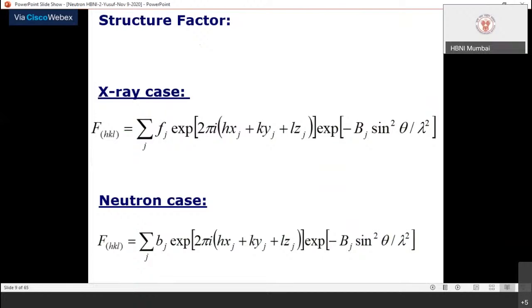Now the corresponding case, when you do X-ray diffraction.